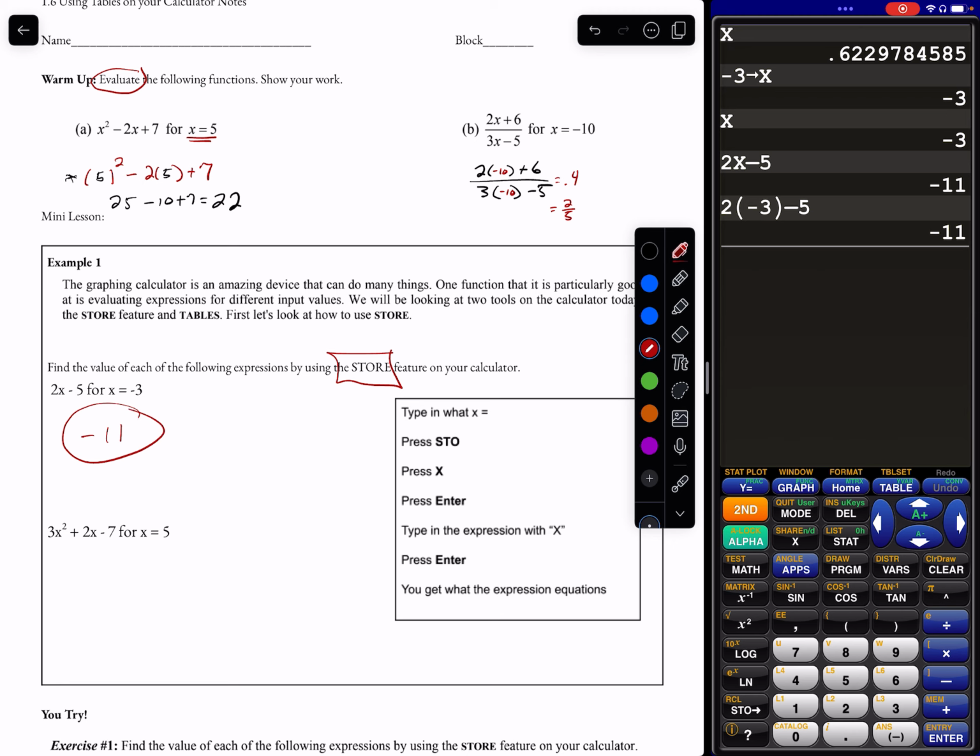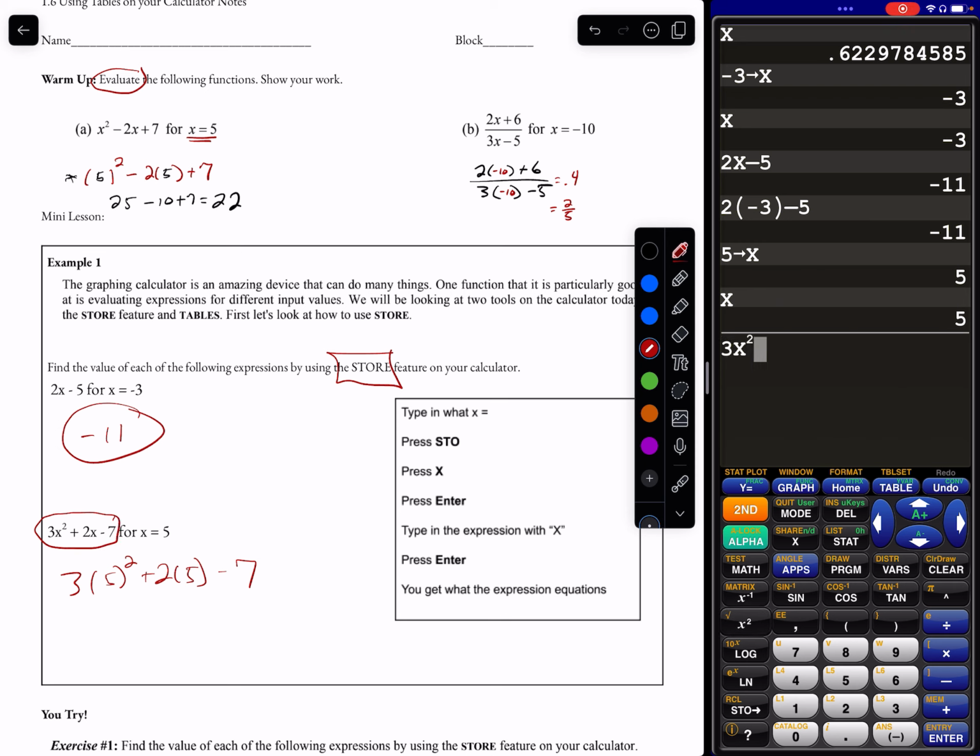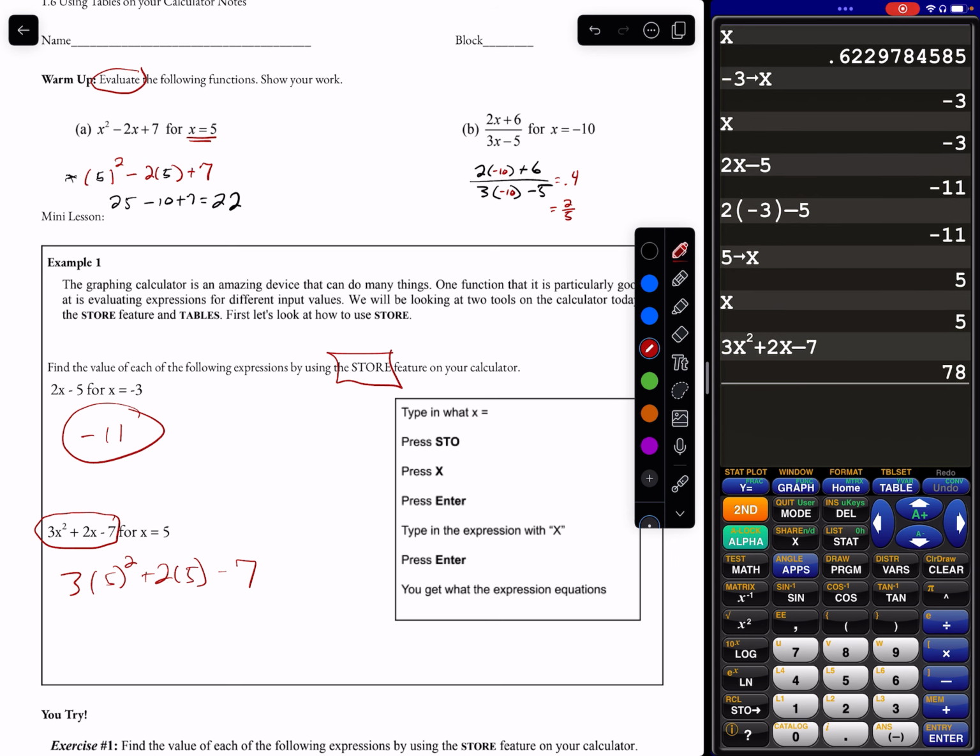Okay, now same thing down here. We've got this long expression. This is really what's happening: 5 squared plus 2 times 5 minus 7. So what I'm going to do is take the number 5 and store it into x. So now every time I hit x, I get a 5 out. And then I can just write the expression just like this. So I'm going to take 3x squared, and then I'm going to add 2x. And then I'm going to subtract 7, and you can see here, I'm going to get a value of 78.